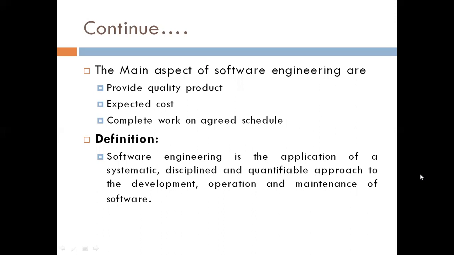The main aspects of software engineering are to provide a quality product, expected cost, complete work on agreed schedule, and, very most important, timely provide the software at whatever requirement is given by the users. You fulfill the exact requirement, properly maintain the schedule, and provide the facility. Now what is the definition? The exact definition of software engineering is the application of a systematic, disciplined, and quantifiable approach to the development, operation, and maintenance of a software.